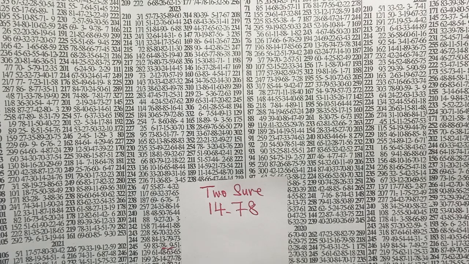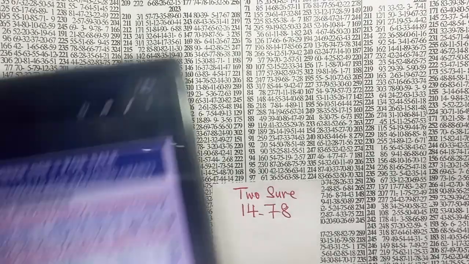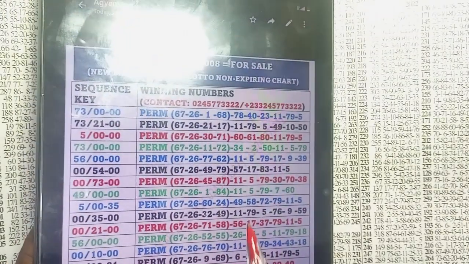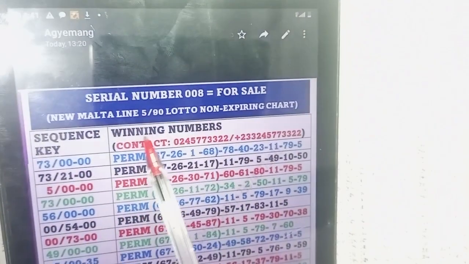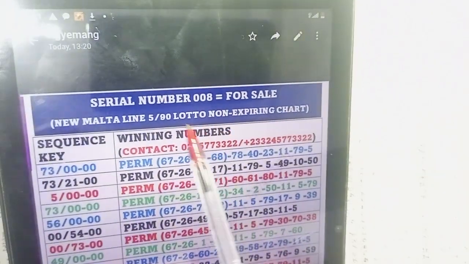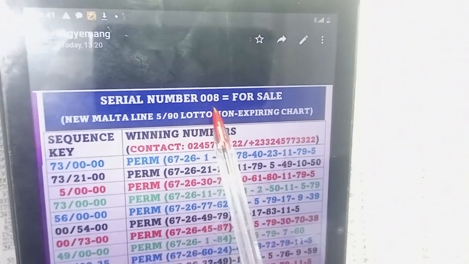But you know, for now, anytime that I come online, I try to share a chart with you. So this is the chart that today I'm launching. This particular chart is for the 590 Lotto system, and the serial number is 008.